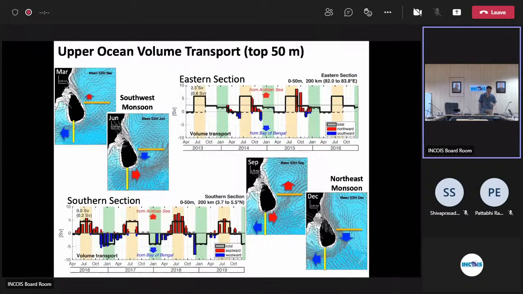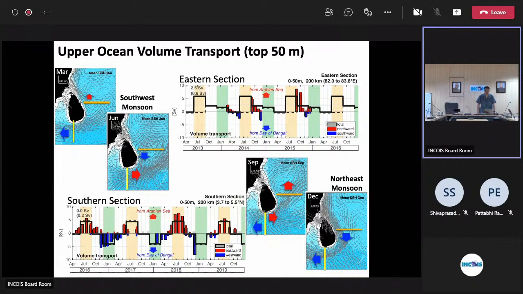So next we can take a look at volume transports. Again, this is upper ocean, so now we're only looking at the upper 50 meters and 200 kilometers. For the eastern section, the upper panel, and the southern section, the lower panel. And little cartoons with the sea surface circulation, and the arrows give you an idea of what the general flow directions are during these four periods, right? Each of those panels, the tan stripes mark the period of the summer monsoon, southwest monsoon, and the green stripe marks the period of the northeast monsoon and the winter monsoon.